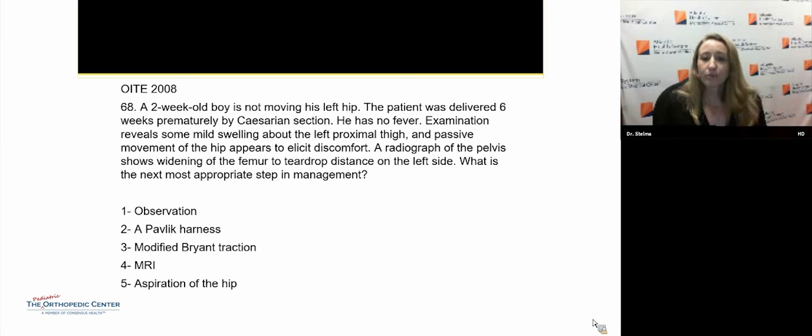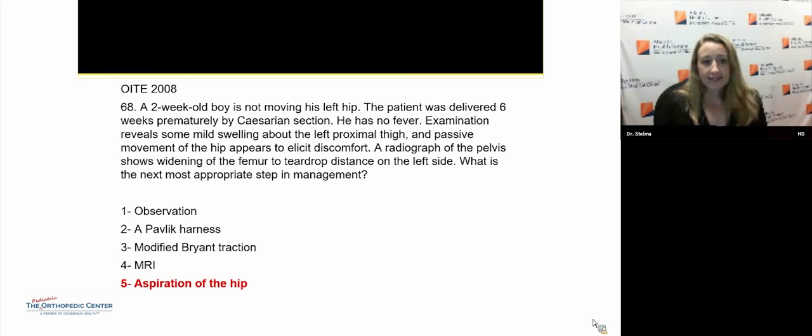A 2-year-old boy is not moving his left hip. The patient was delivered 6 weeks prematurely by cesarean section. He has no fever. Examination reveals some mild swelling about the left proximal thigh, and passive movement of the hip appears to elicit discomfort. A radiograph of the pelvis shows widening of the femur to teardrop distance on the left side. What is the next most appropriate step in management? Observation, a Pavlik harness, modified Bryant traction, an MRI, or aspiration of the hip.